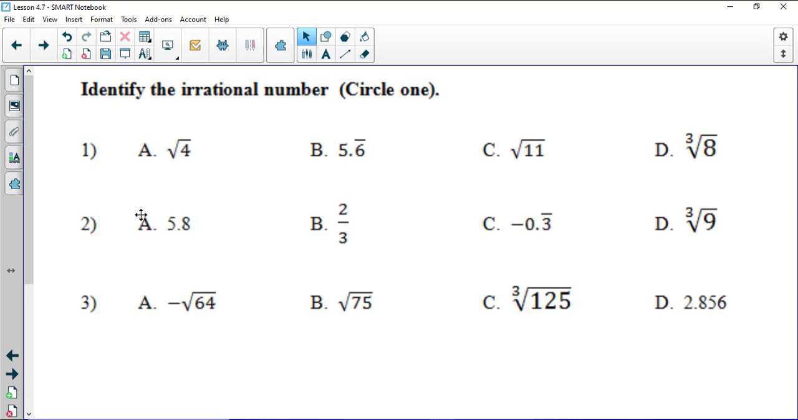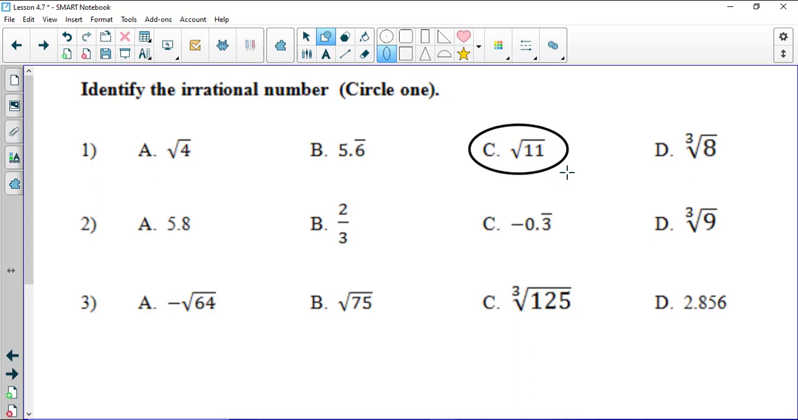So let's look at D just to confirm that that is a rational number, which will tell me that C is irrational. So the cube root of 8, what I'm looking for is what number to the third power gets me 8. Well, that's 2. 2 to the third power gets me 8. That's an integer. That's a whole number. So I know that my irrational number here is going to be the square root of 11. So that's our irrational number.